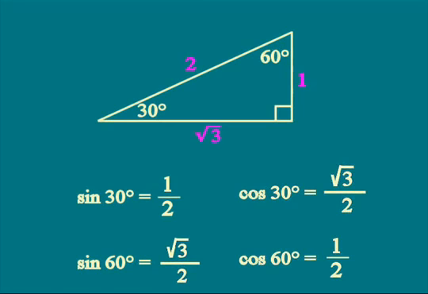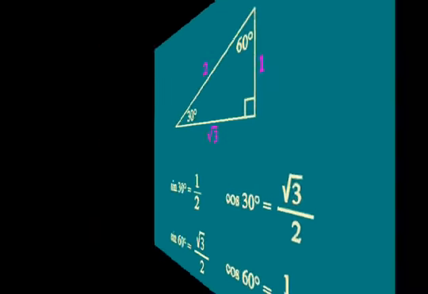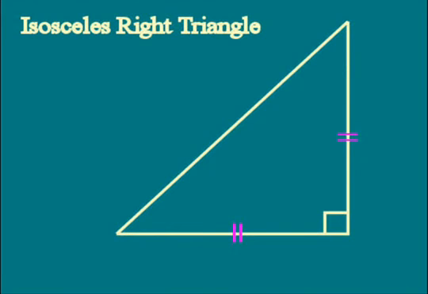Let's look at another important right triangle, an isosceles right triangle. For the equal sides, the simplest numbers to use would be 1 and 1. The two acute angles are 45 degrees. Let's find the hypotenuse. Square root of 1 squared plus 1 squared. Easy. Square root 2. This triangle is complete.